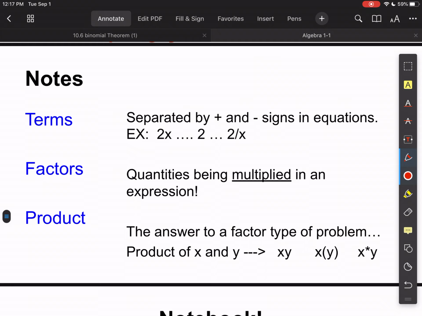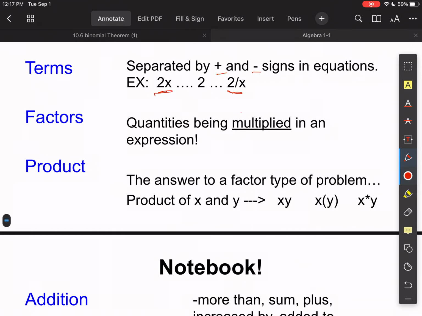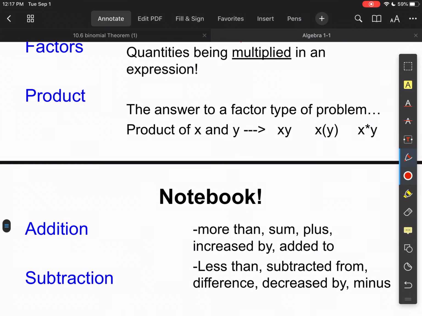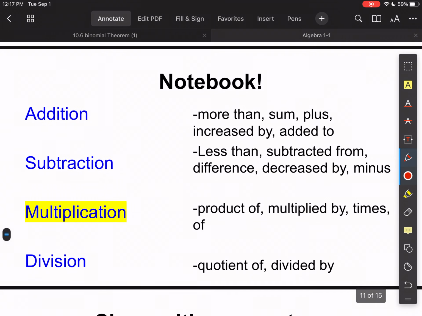Some other things, terms. Terms, again, are separated by plus and minus signs in equations. They're made up of multiplication or division of variables and whole numbers. Factors are quantities being multiplied in an expression. Products are the answer to a factor type of problem. Okay, I think I've already gone over all those. So, you guys, today we need to have these key terms.